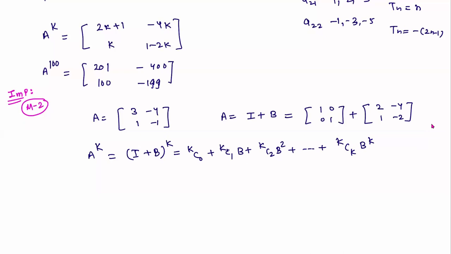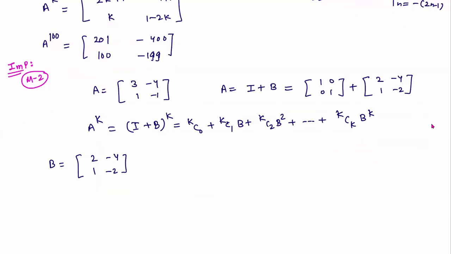Now you need to find B, B square, B power K. So you need to check B. Now the best part, here what we need to use, if we take B, minus 2, minus 4, 1, minus 2, and we are doing the B square, 2, 1, minus 4, minus 2, multiplied with 2, 1, minus 4, minus 2. Then we can have 0, 0, 0, 0. So B square getting O.